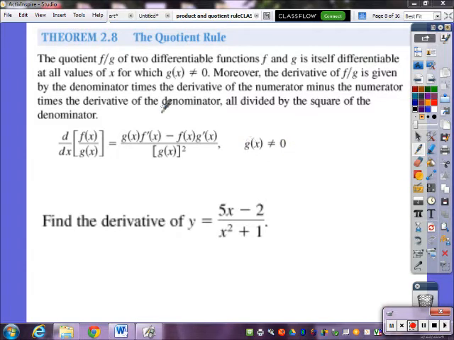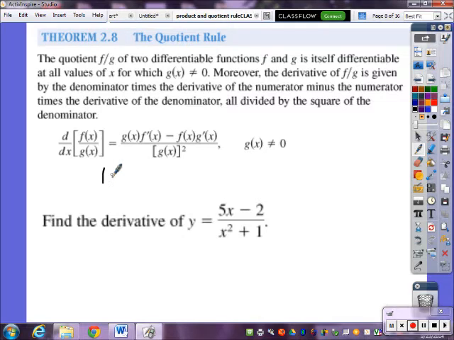And this top part sort of resembles the product rule. However, the order matters. We're subtracting, so I can't get it mixed up. I have to make sure I stick with the same order, that the first term is g of x times f prime of x. That is the denominator times the derivative of the numerator minus the numerator times the derivative of the denominator. So another form of this rule that you may see is using low d high.